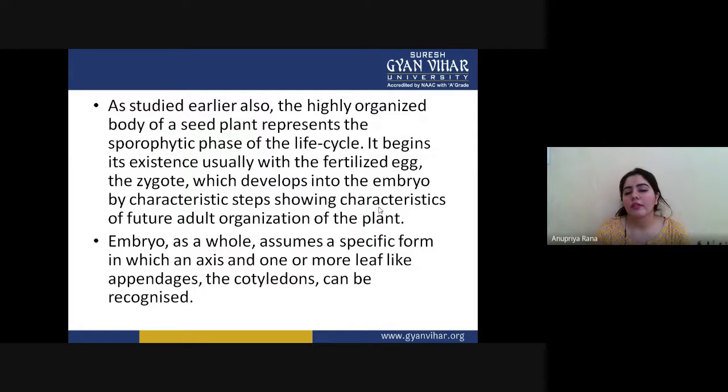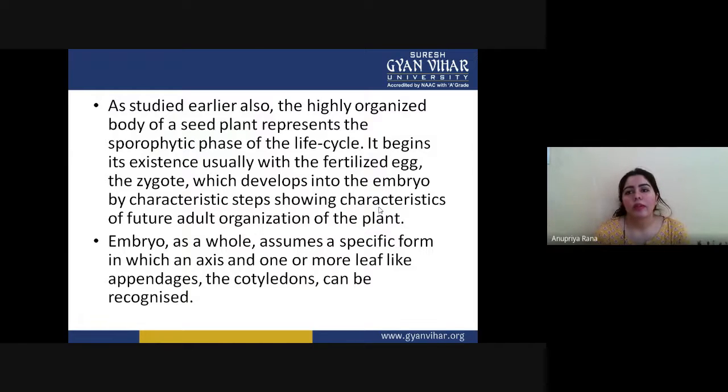So how does the seed start to form? The very first step is a zygote, which is the result of the fertilized egg, which develops into the embryo by characteristic steps showing the characteristics of the future adult organization of the plant. After some special kind of developmental phases, which depend on the species, every species has a different kind of embryo formation. Not every species follows the same kind of embryo formation.